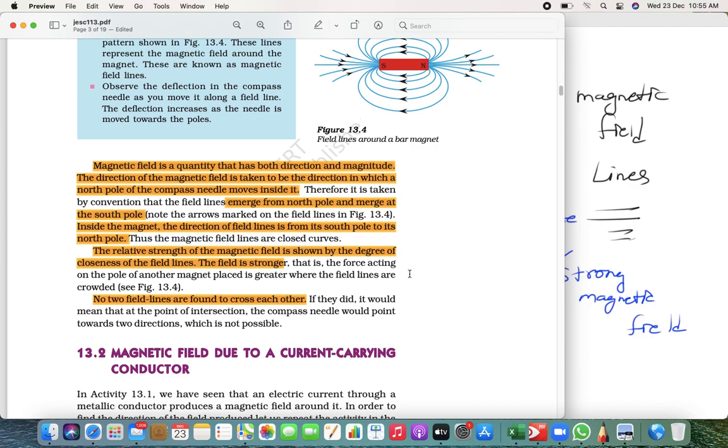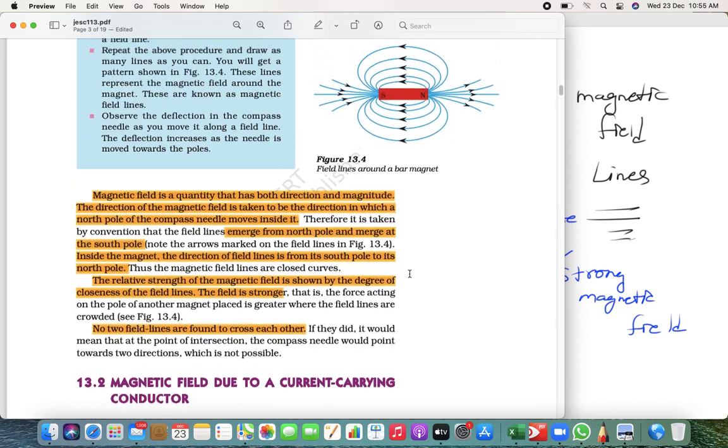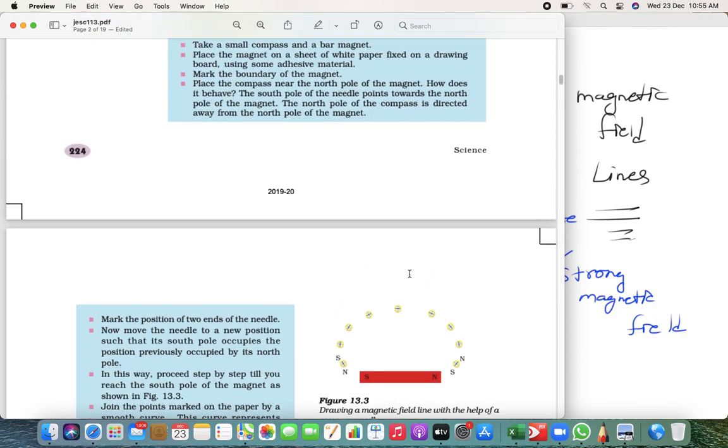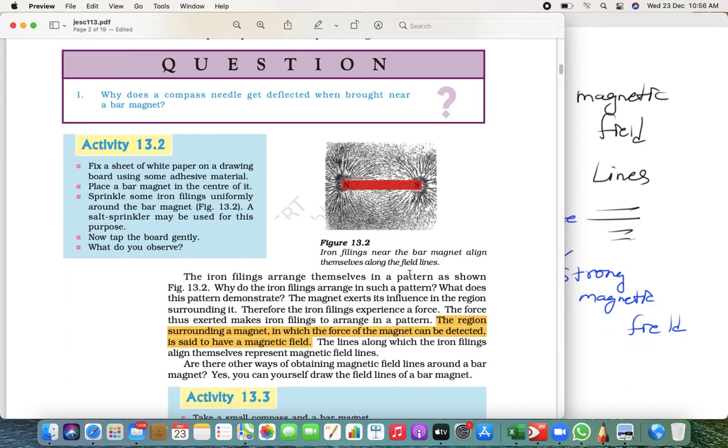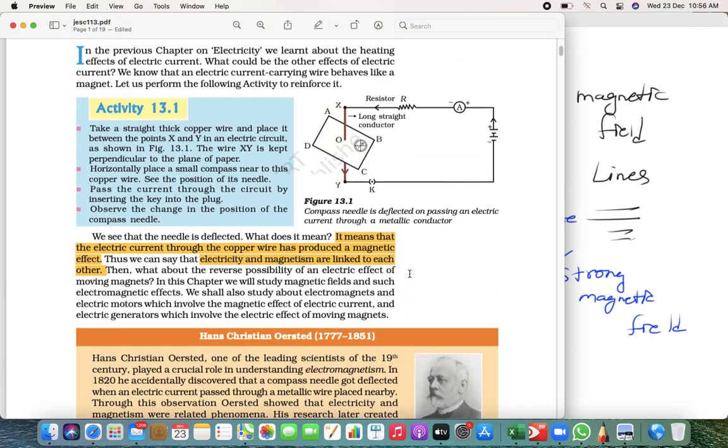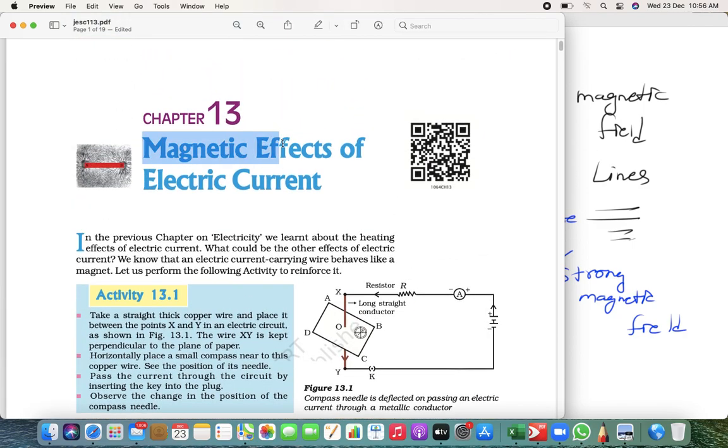So, basically what we have learned today is about magnets, magnetic field lines and the magnetic field. Still, I must say, we are just learning the basic part of our chapter. After this, we are going to study the relation between magnetic field and current.